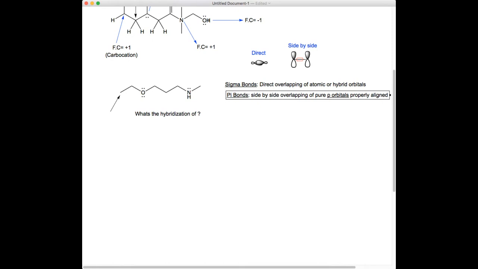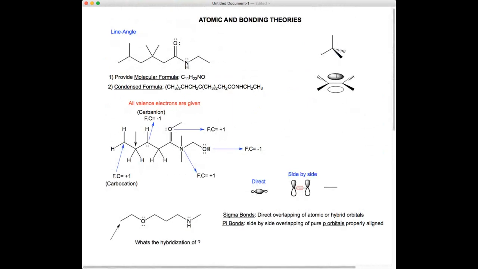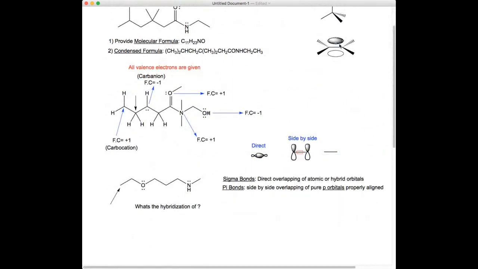They must be properly aligned, meaning that they must be parallel and in the same plane. Okay. So this is a side-by-side overlapping of two p orbitals. So how does a pi bond look like? It looks like this. I'm going to show you right now, so you can see physically what I mean by all these ideas. I want you guys to picture that in 3D as well.